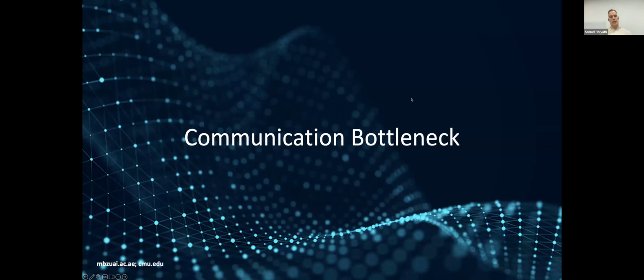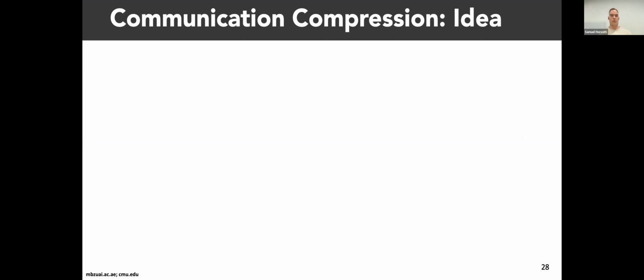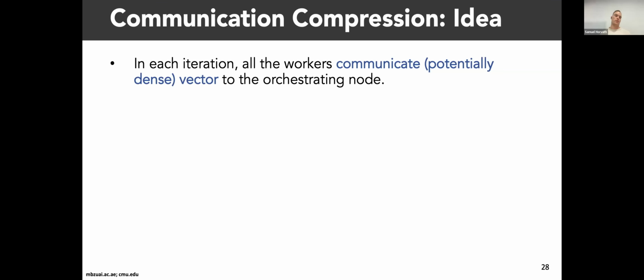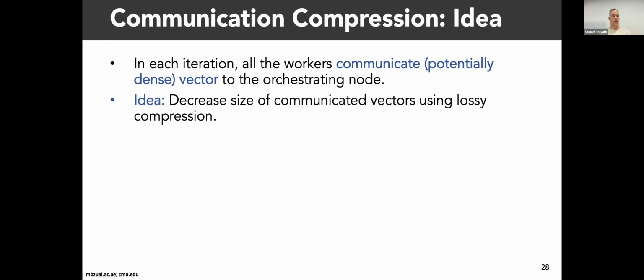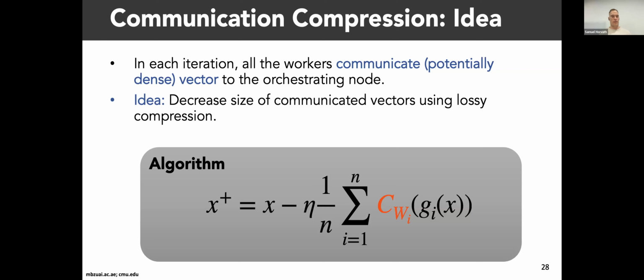All right, now that we have this established, let's look at the communication bottleneck and several proposed ideas for how to solve this issue. The main issue, as we discussed, is that in each iteration all the workers have to communicate a potentially dense vector to this orchestrating node. A very naive idea might be to decrease the size of the communicated vector using some lossy compression. Instead of communicating full precision updates, we compress them before communicating, and that way we save some bandwidth.